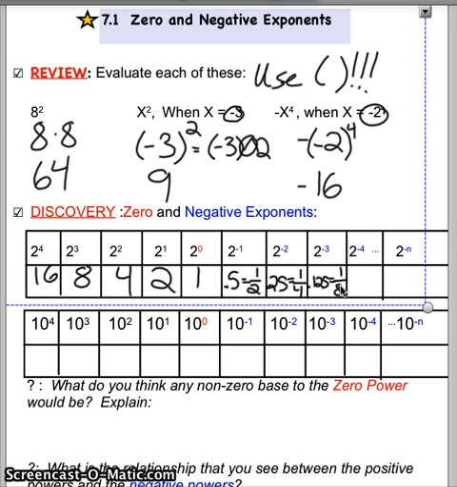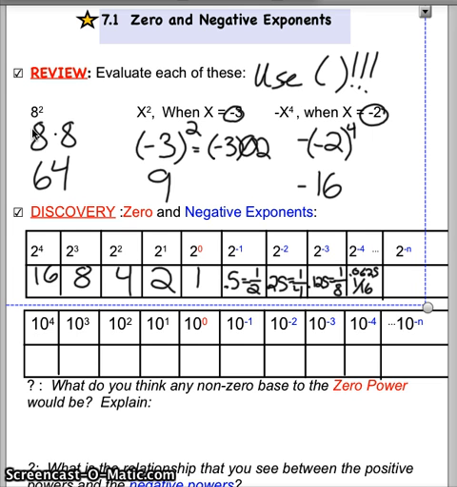And 2 to the negative 4. That is going to give you 0.0625. And again, for this lesson though, that is 1/16. If you don't know how to turn something into a fraction using your calculator, that's something I will show you in class to make sure that you're aware on how to do that. So, there is our table for that.